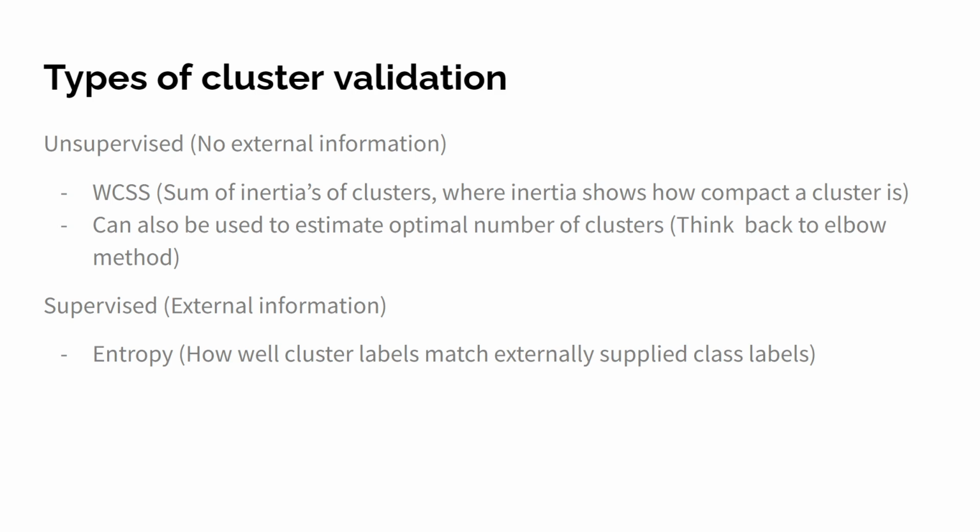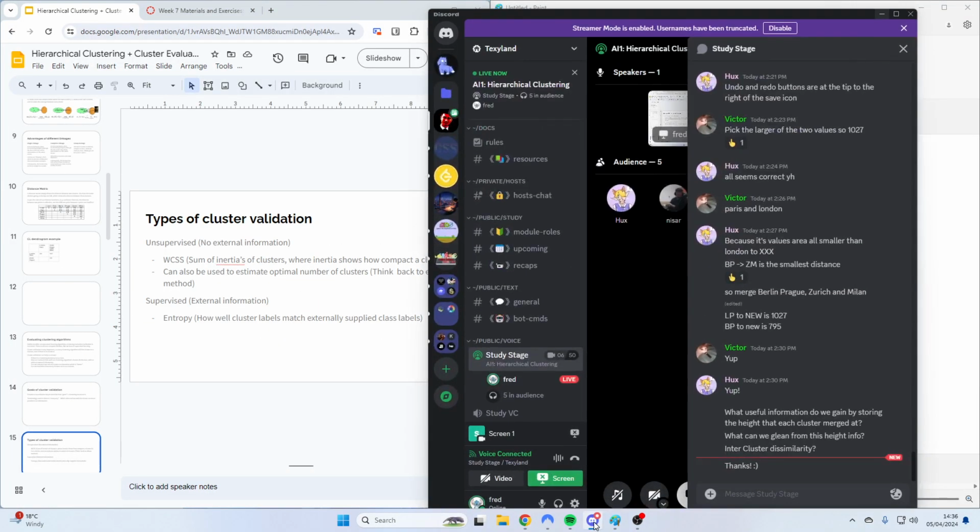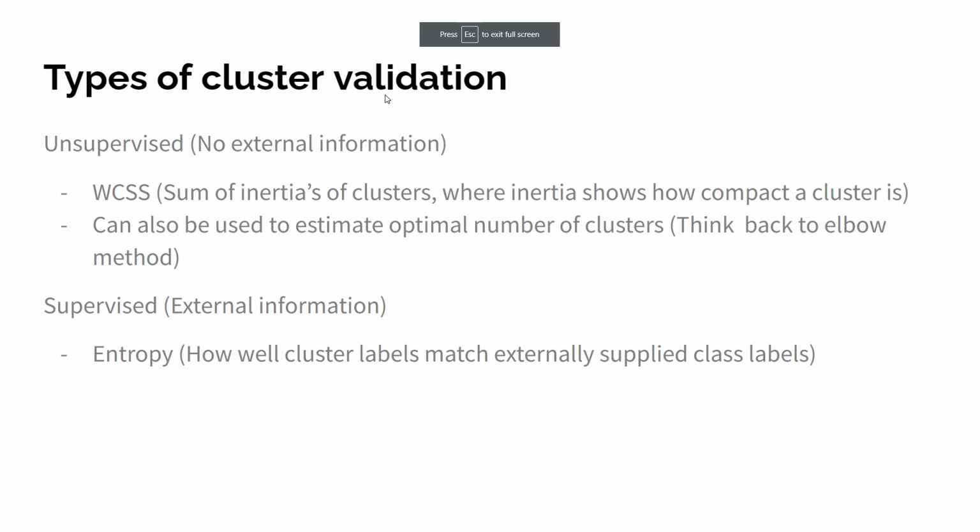With supervised validation, we can now use external information. So we might have class labels. We might run the algorithm without this external knowledge, and then compare it to the actual labels that we know. So we can see how well cluster labels match externally supplied class labels. After running our algorithm, we can see whether it actually worked based on external information. Remember, it's more expensive to have the external information, while without the class labels, the data is abundant and cheap in comparison.